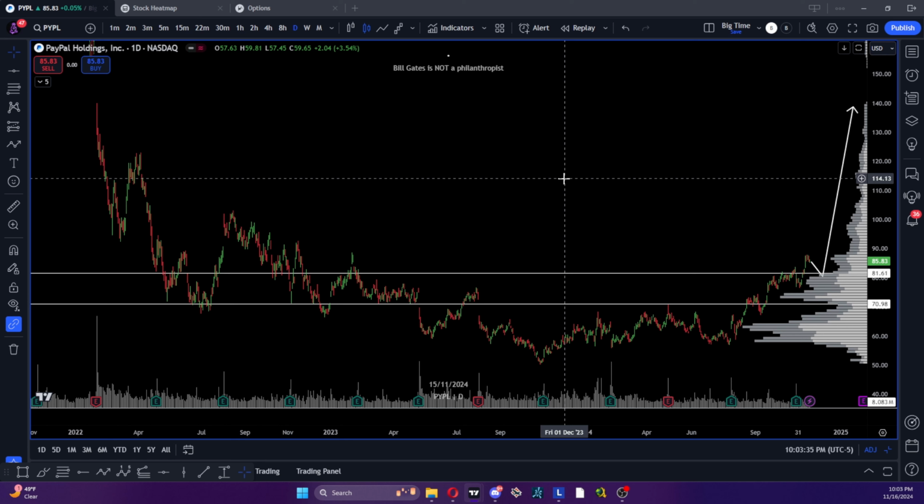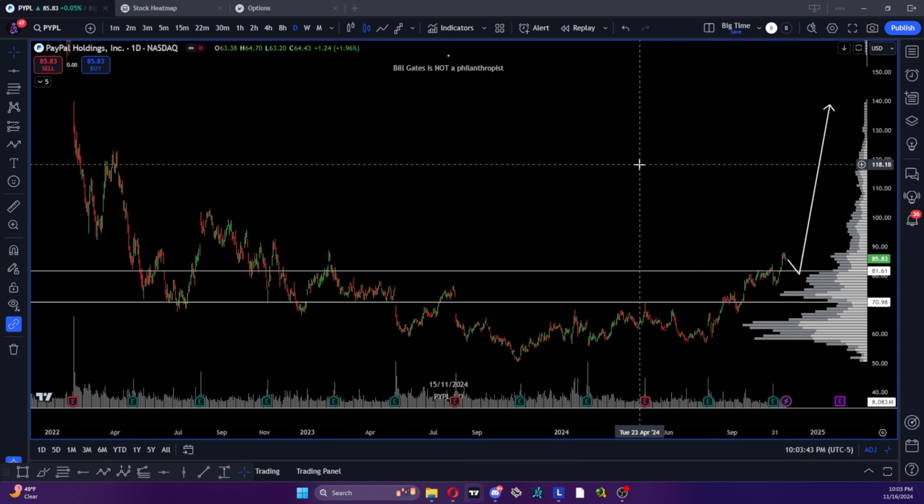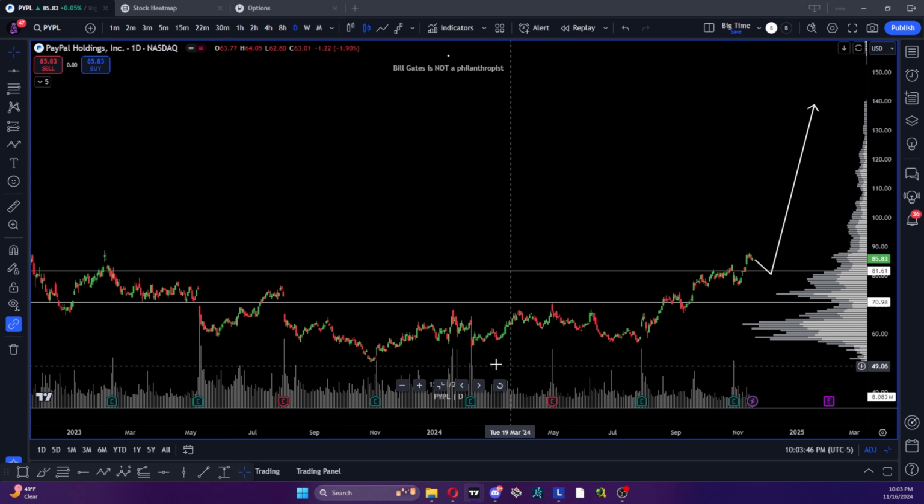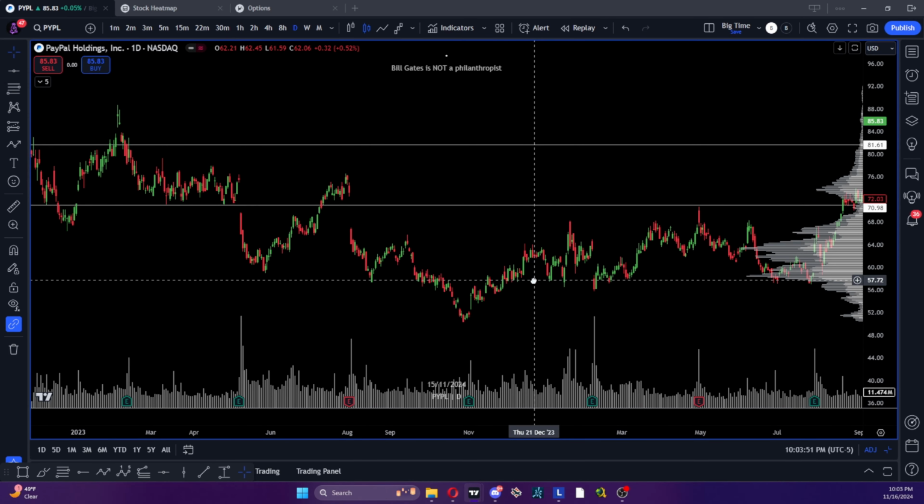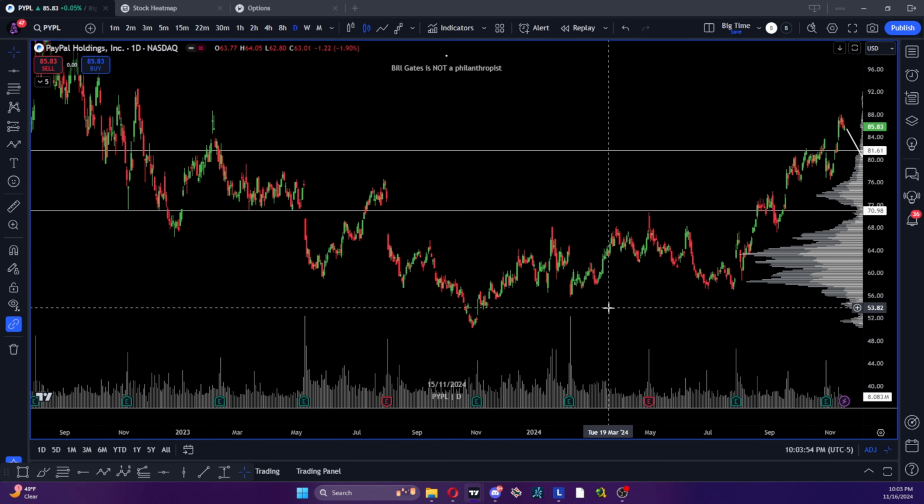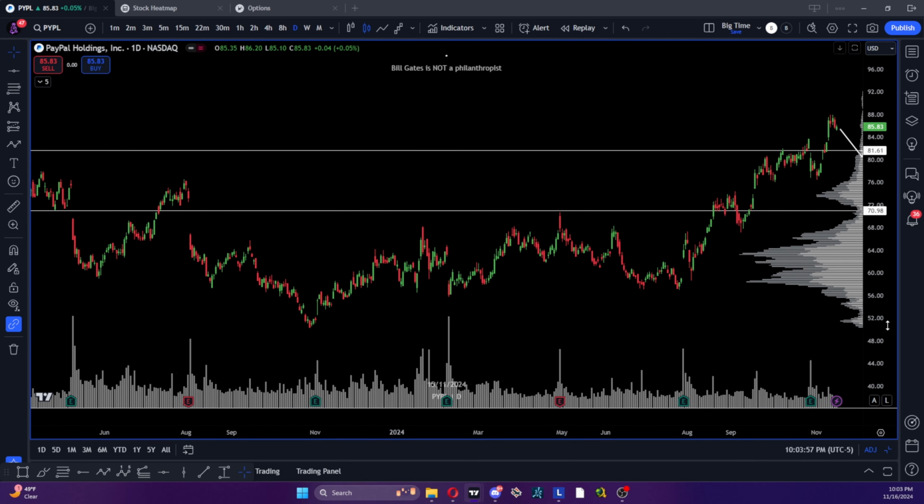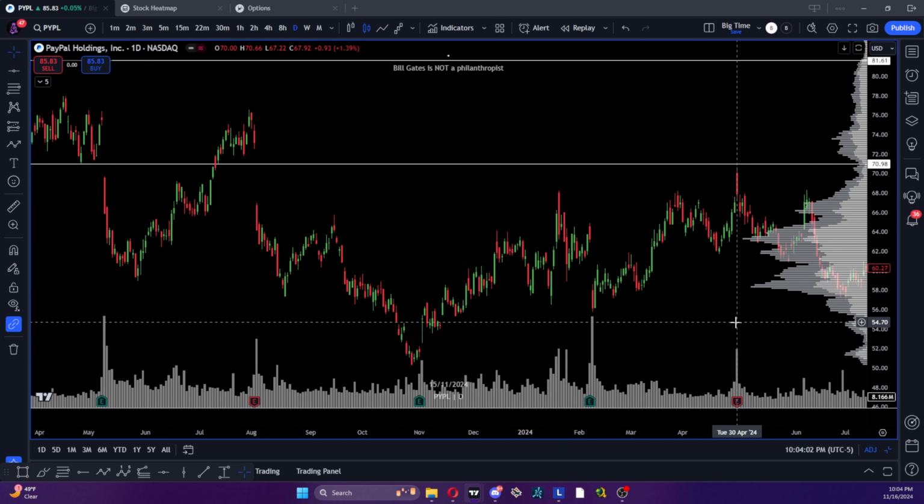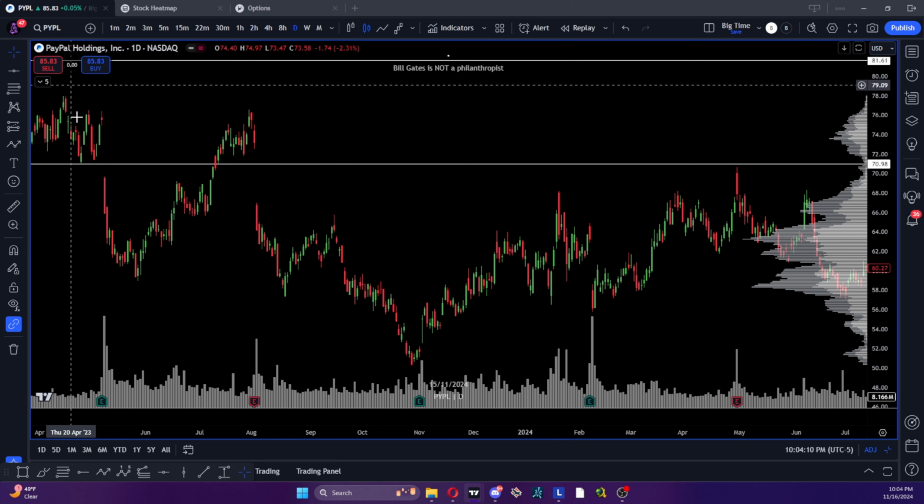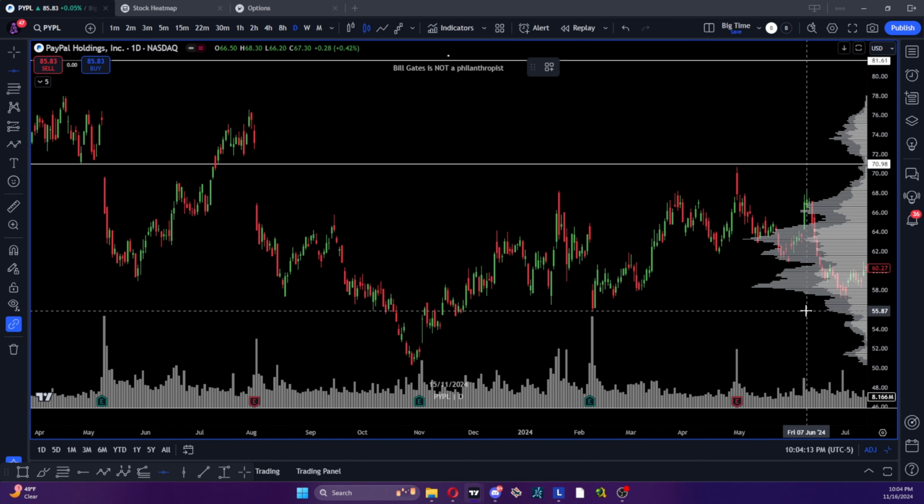For example, Kevin, can you go to December on PayPal? Can you zoom in so that we can see that area of consolidation? Zoom out a little bit more. Zoom in so we see a tighter volume range. There we go, exactly. Here's a perfect example of how VRVP will show you the visible range. You see how there's a support and there's a resistance. That's the visible range of the trade. Does that make any sense?